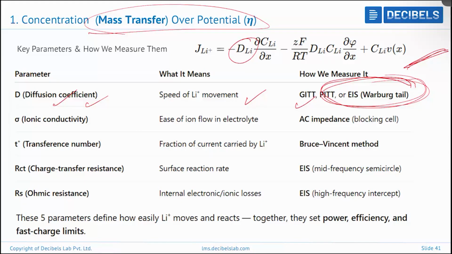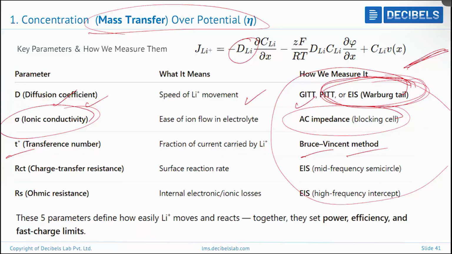Similarly, for sigma, the ionic conductivity, we use AC impedance measurements, and for the transport number we use the Bruce-Vincent method. This is also discussed in one of my videos in detail. All these techniques are discussed along with their significance in finding out these parameters. EIS is actually widely used to measure charge transfer and ohmic resistance.